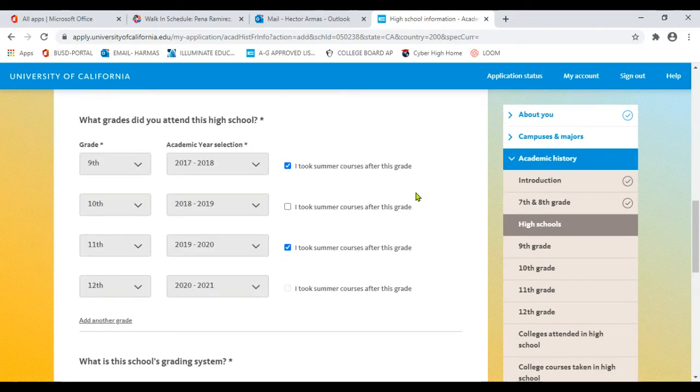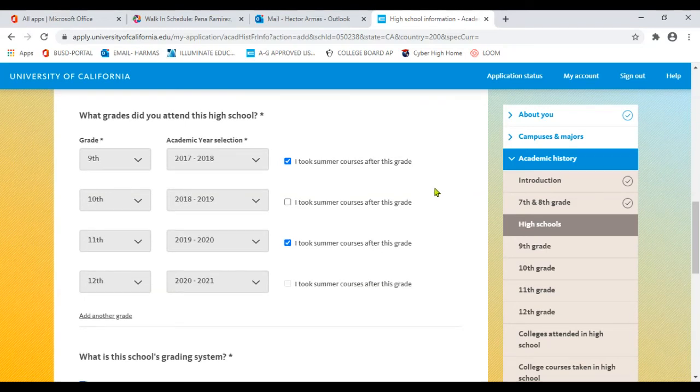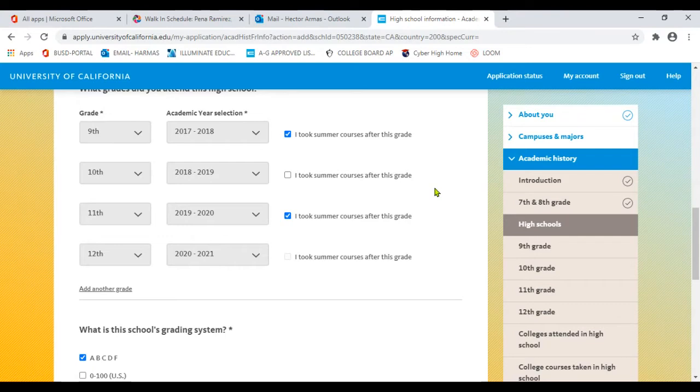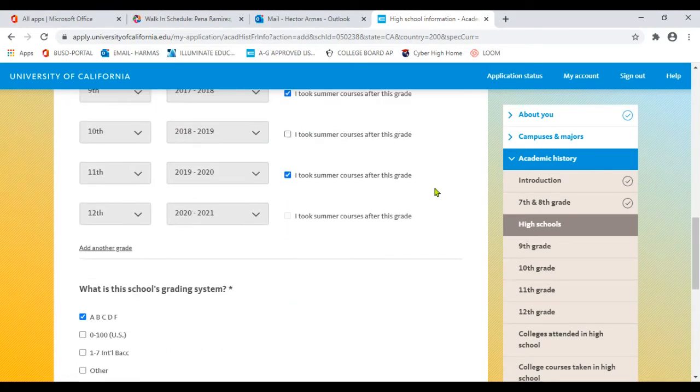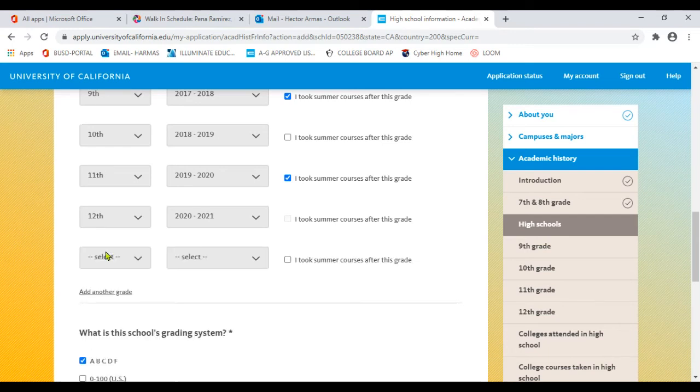Let's hold off on that until we get to the 9th grade to see how we're going to be able to share that information. If not, we may have to go to the 7th and 8th grade. Do you notice there, Mr. Armis, where it says add another grade? Is that an option for 8th grade and to put summer after 8th? Let's see. Let me take a look.